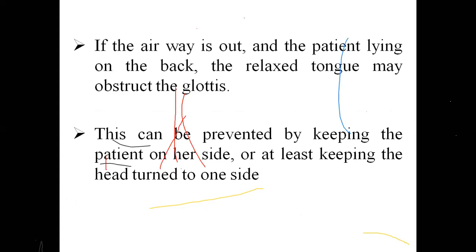If the airway is out and the patient is lying on the back, the relaxed tongue may obstruct, just like I mentioned. When the patient's tongue falls back, it can obstruct the airway, and this can cause a fatal complication to the patient. This can be prevented by keeping the patient on the side, like I mentioned earlier, at least keeping the head turned to one side. Once the tongue falls back, this will obstruct respiration and can be fatal to the patient. Next slide, please.